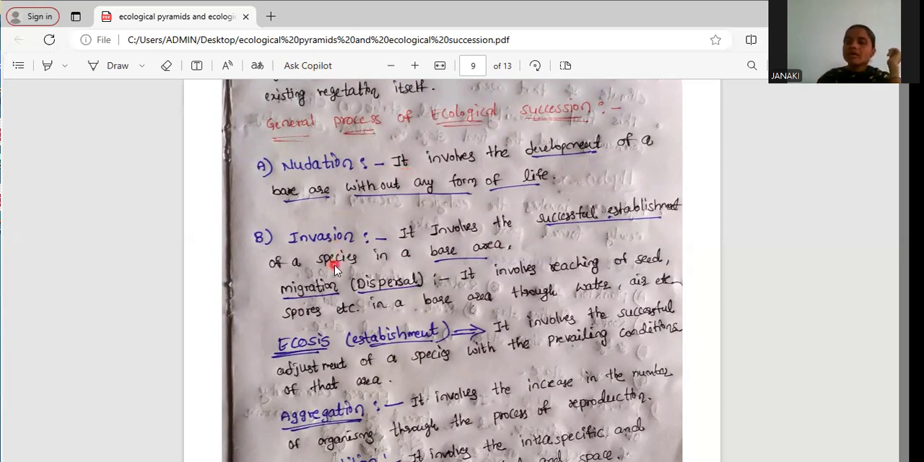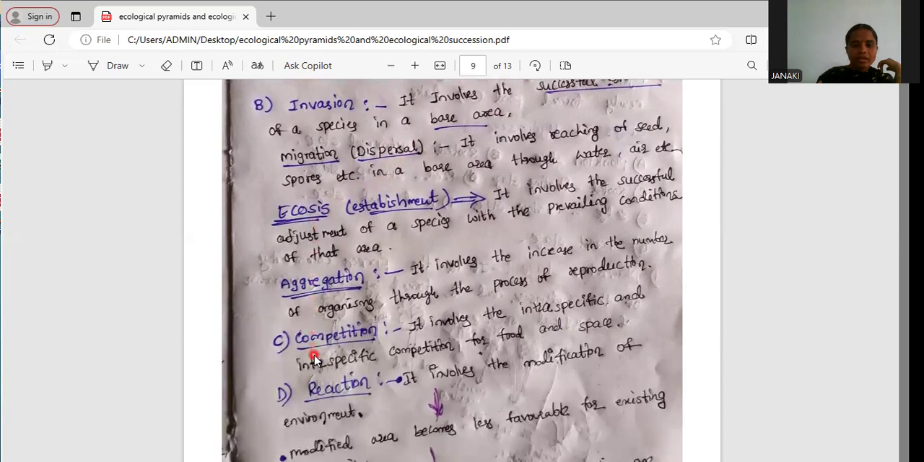Second one, invasion. It involves the successful establishment of a species in a bare area. Migration, dispersal, involves the reaching of seeds, spores, etc. to the bare area through water, air, etc.